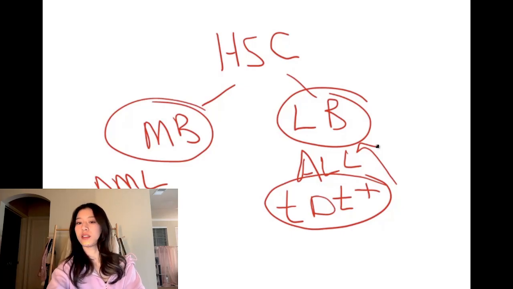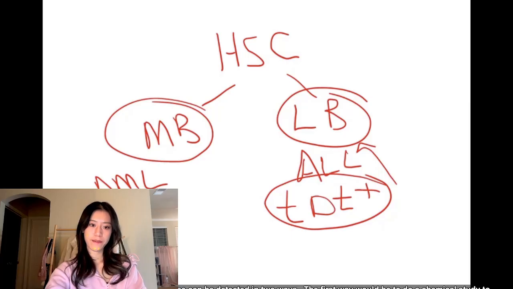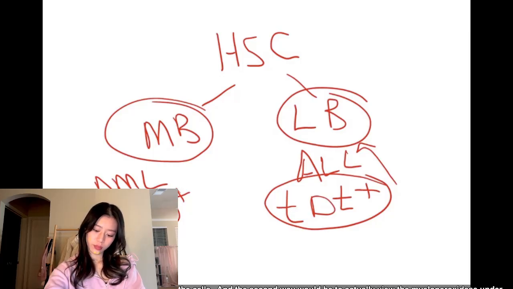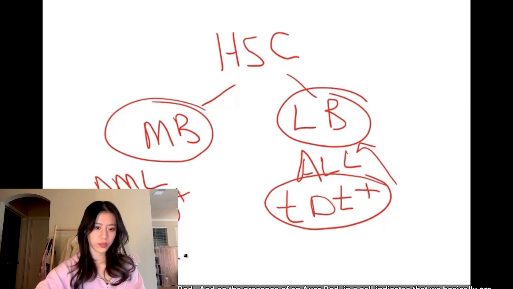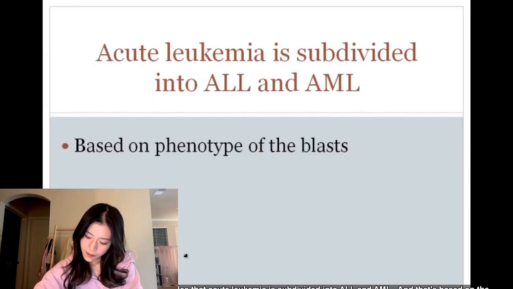At the same time, the key marker for a myeloid blast is the presence of myeloperoxidase. Now, myeloperoxidase can be detected in two ways. The first way would be to do a chemical study to determine that this enzyme is present in the cytoplasm of the cells. And the second way would be to actually view the myeloperoxidase under the microscope. We can't see myeloperoxidase under the microscope. However, myeloperoxidase can sometimes crystallize into a special structure called an Auer rod. And so the presence of an Auer rod in a cell indicates that we are dealing with AML.